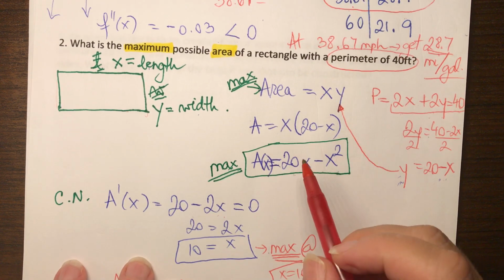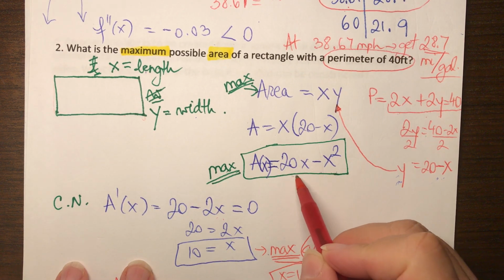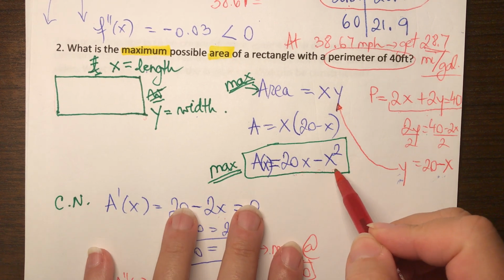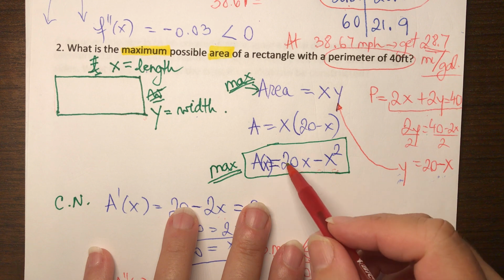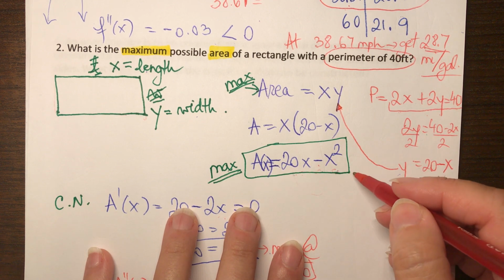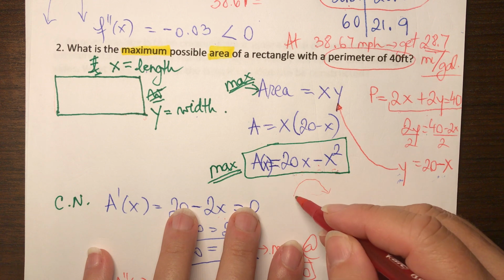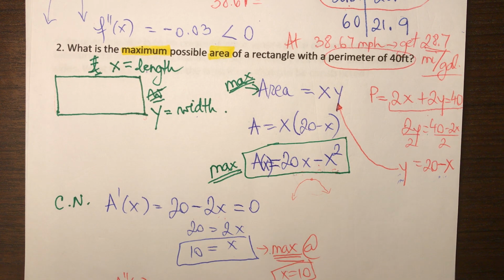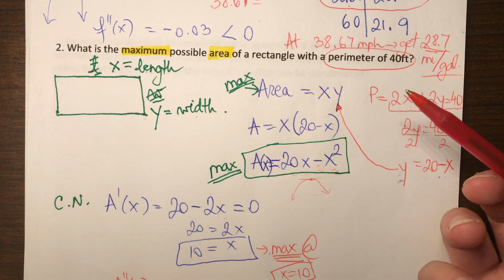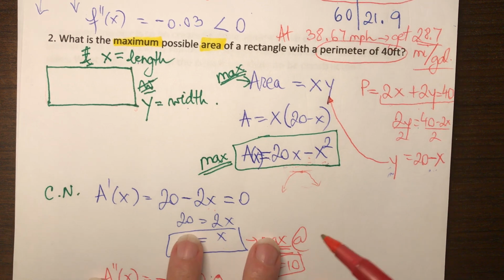By the way, again, this is a quadratic function. You've gone through a bunch of algebra before. How do we graph quadratic functions? The graphs are parabolas. Because the coefficient of x squared is negative, the graph of this parabola is going to have to be upside down. So the one critical number you get, where the tangent line is horizontal, has to be a maximum.